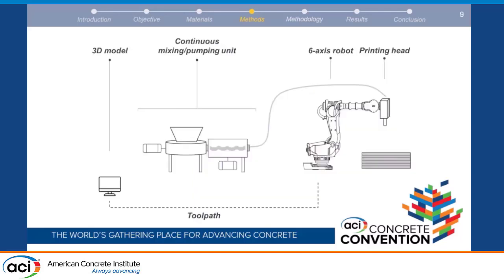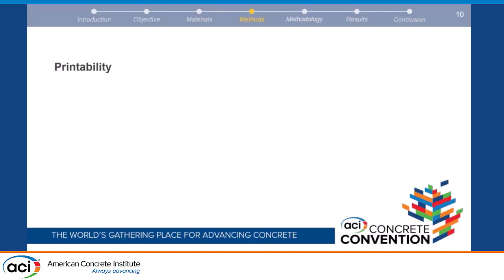So that's important. We optimize the material for a continuous mixing system with a pumping unit attached, and it's linked to a 6-axis industrial robot with a printing head.